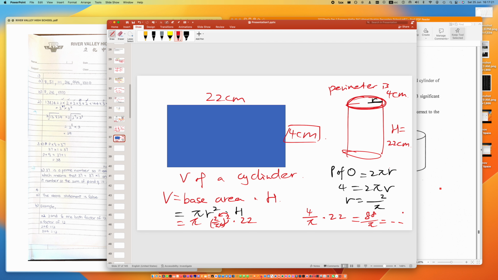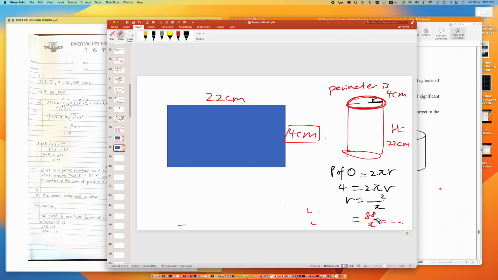Now, surface area. Let me just copy this. The surface area of this cylinder. So we are done with the volume. So you cannot say you don't know anymore, so you know.